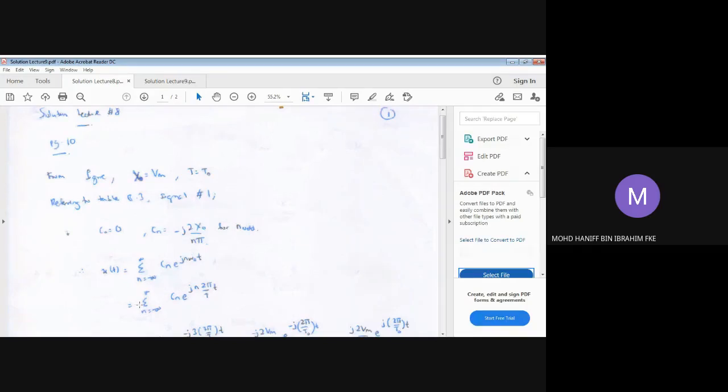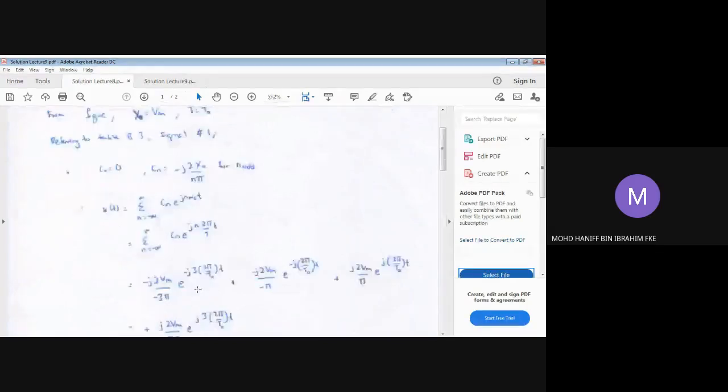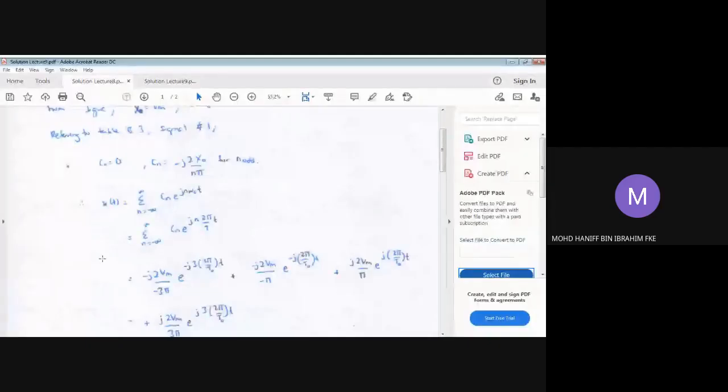Remember, the question asks us about the first 4 terms, since we have the Cn only applicable for the odd values. So we need to start from n equals negative 3, followed by negative 1, positive 1, and positive 3. So that should be the first 4 terms of this Cn. So here we have n equals negative 3. So substitute n of negative 3 in this equation.